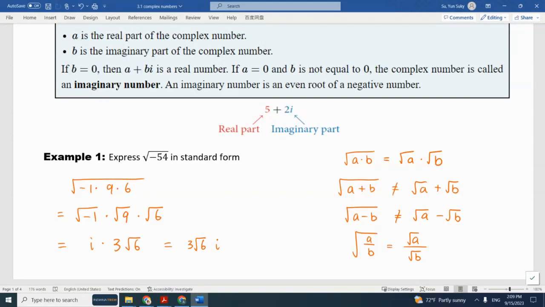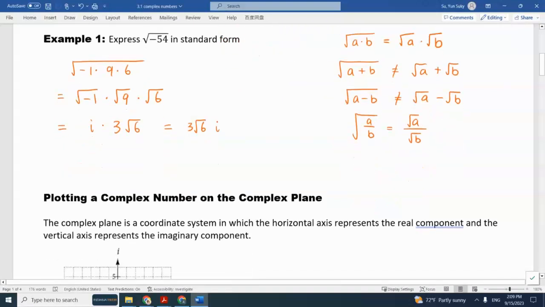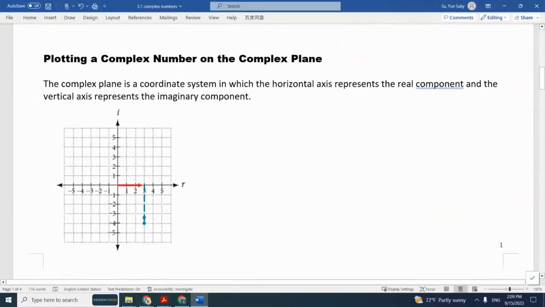3.1. Yeah, 3.1. So last time we finished at 2.1 to 2.3. So today is 3.1, complex numbers. Right, everybody? Okay, let's continue. Plotting complex numbers on the complex plane.